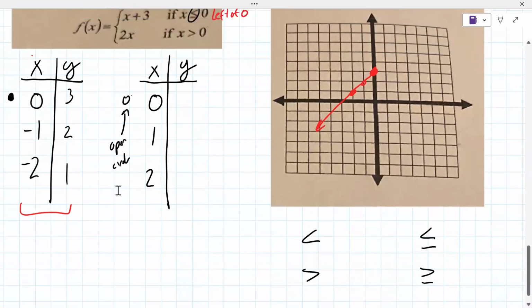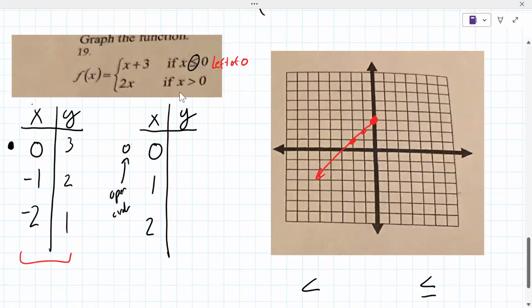Then now give me the y values here for this. Okay. So 0, 2, and 4. So 0, 0, 1, 2, 2, 4. So I'll do that in blue here. And you want to really make sure that open circle is open. 1, 2 is closed. 2, 4 is closed.